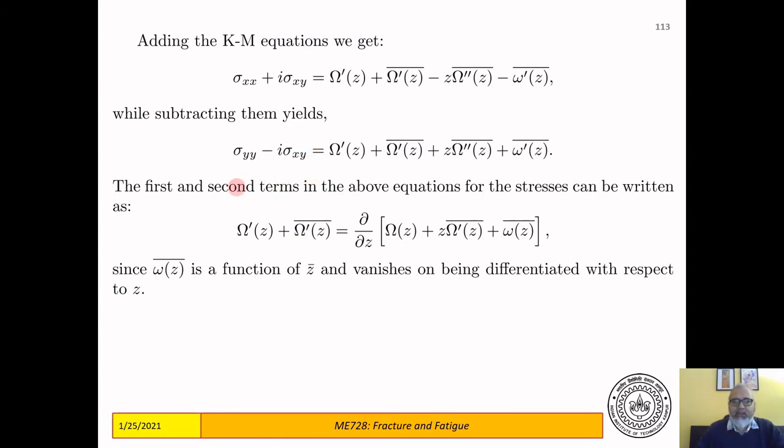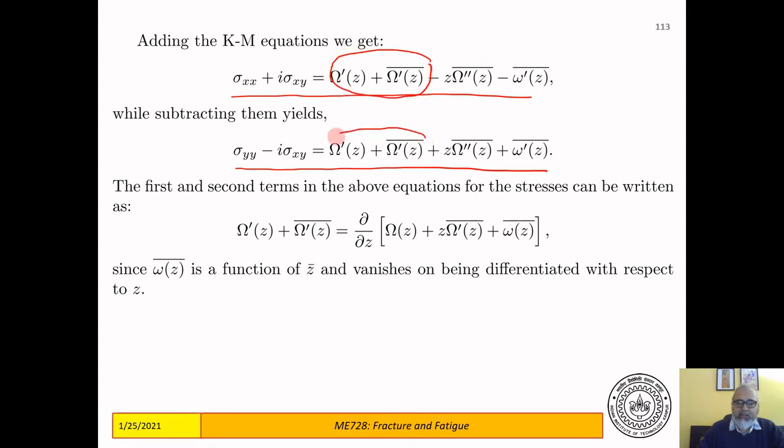So adding the KM equations, this is what we will get. Subtracting them, this is what we will get. Now look at these two terms, which are common here and here. These are arbitrary analytic functions, so these two terms we can write as del z of omega z is omega prime z. Del z of z omega prime bar z is just omega prime bar z, because this is a function of z bar only, so that del z of this will go to 0. So I have just added this term. In hindsight, I know that I'm going to use this in a clever fashion. Kolosov and Mushkelishvili use this, so I'm just going to repeat what they did.